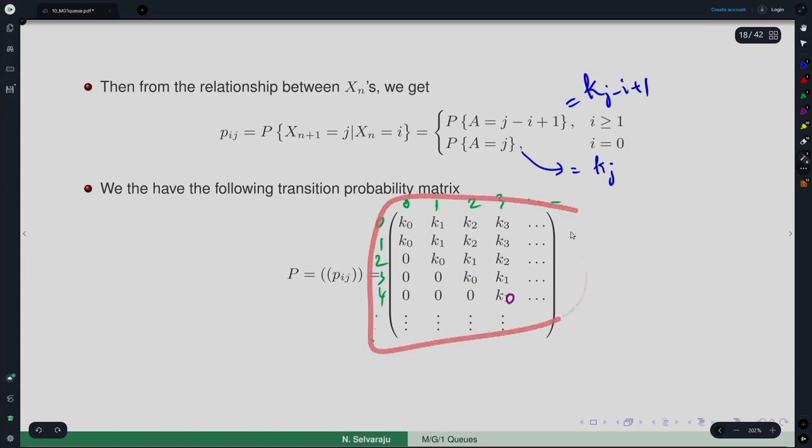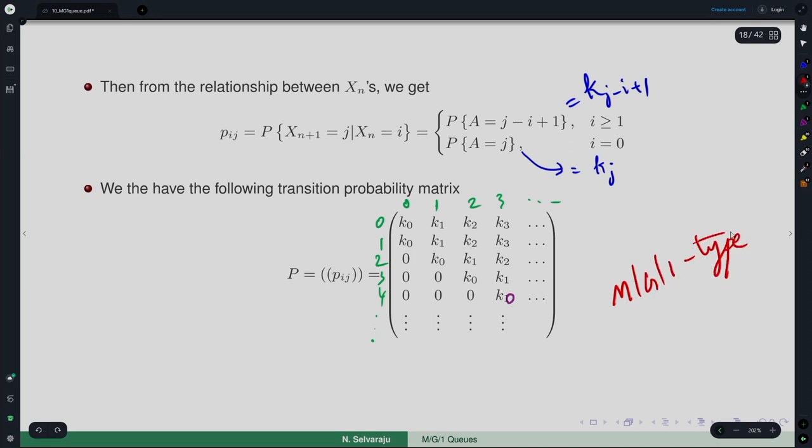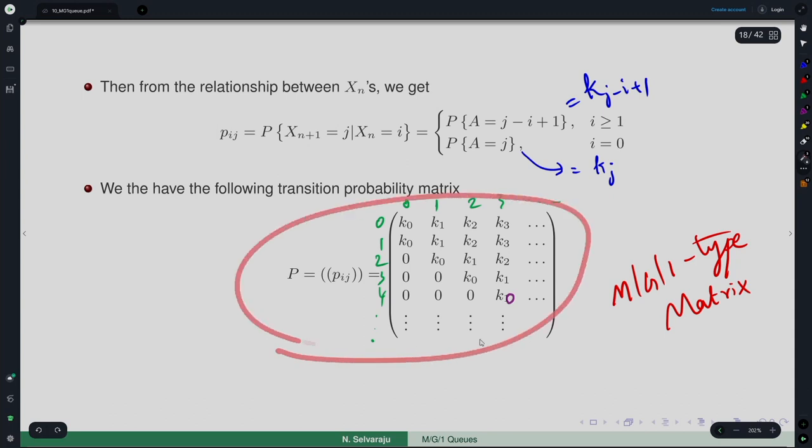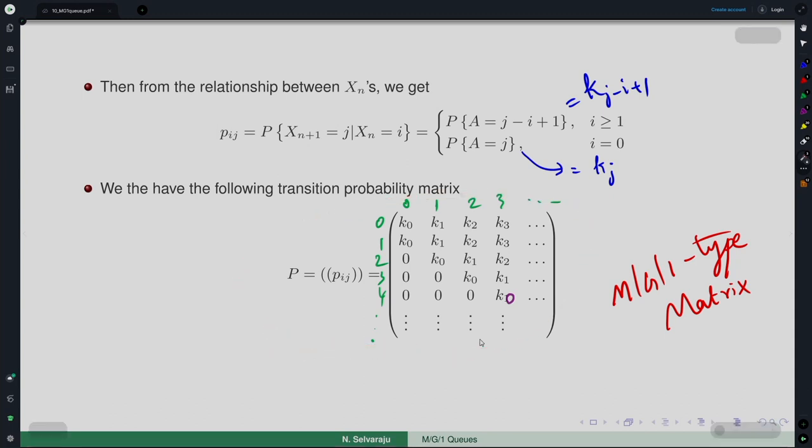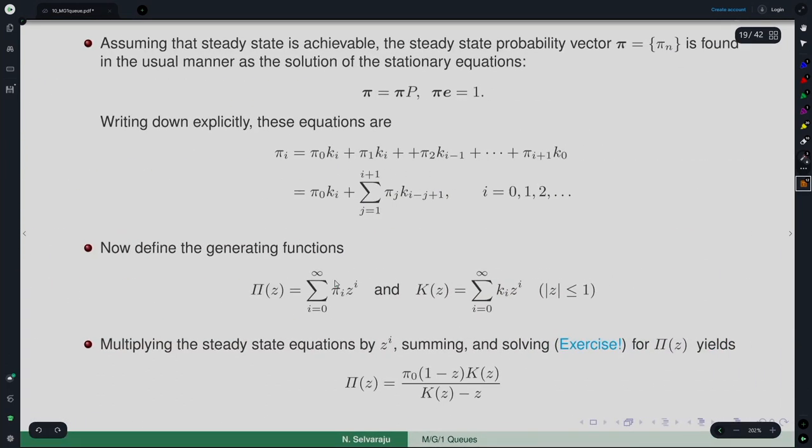So this is the matrix. This matrix is called an MG1 type matrix. In general, in queuing theory, this type of matrix is referred to as an MG1 type matrix. So this is the transition probability matrix of this embedded Markov chain in the case of an MG1 queue, right. Now, this is what I obtained as PGF.